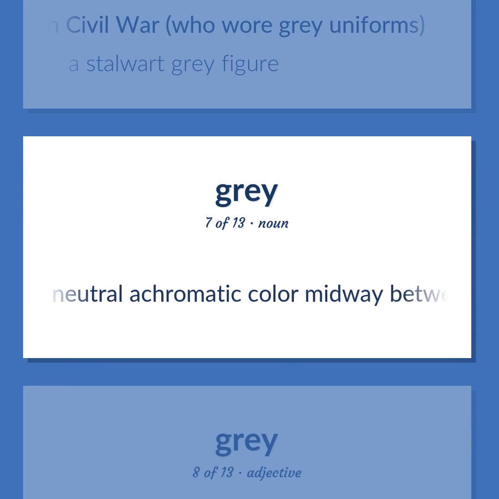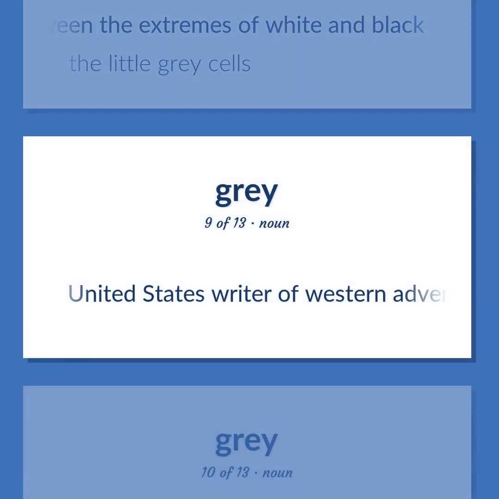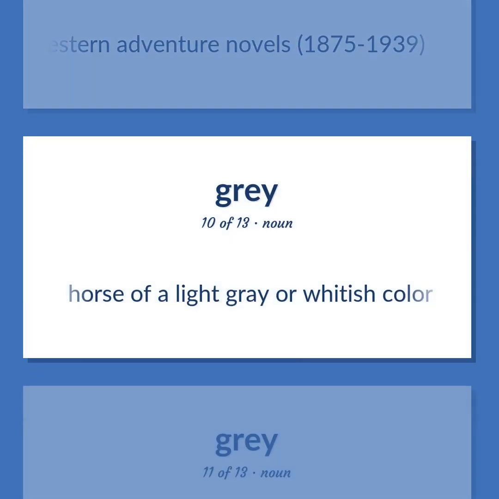A neutral achromatic color midway between white and black. Of an achromatic color of any lightness intermediate between the extremes of white and black. The little gray cells. United States writer of Western adventure novels, 1875 to 1939. Horse of a light gray or whitish color.